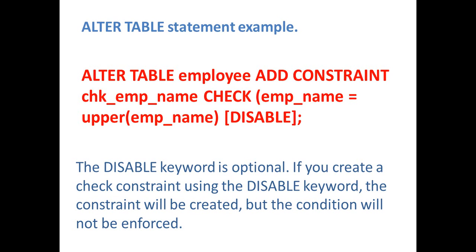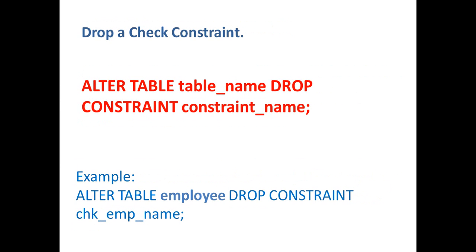The next point is how to drop a constraint. If you want to remove any business logic or validation, you can also do that. To drop a check constraint, the syntax is alter table name, drop constraint, then the constraint name. Drop constraint is the key command, and then the constraint name. The example, as I've said, is alter table employee, drop constraint chk emp name.